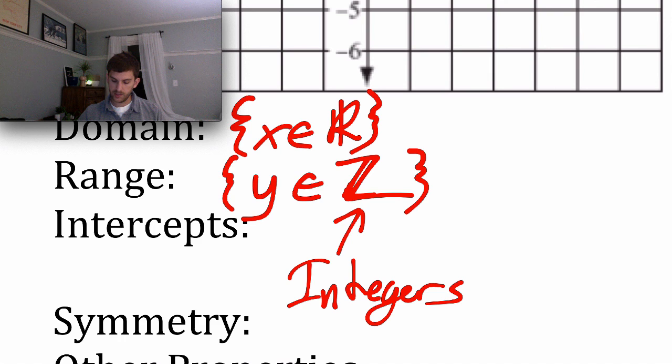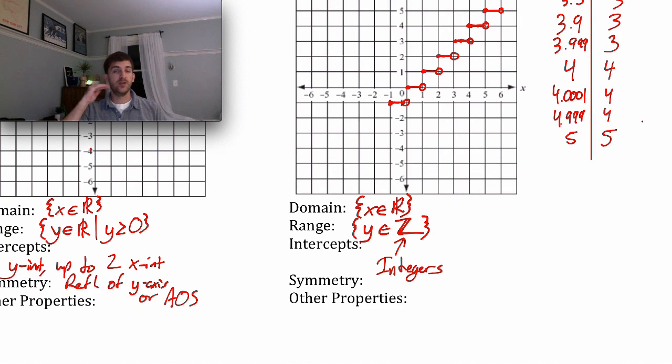So again, the y values, you're never going to get a y value of 1.2. If you're at an x value of 1.2, you're going to round down to 1. If you're at 1.999, you're going to round down to 1. You're never going to round to another decimal. It's kind of goofy.